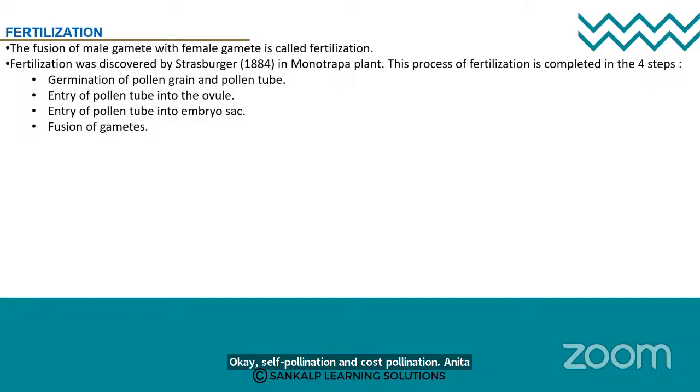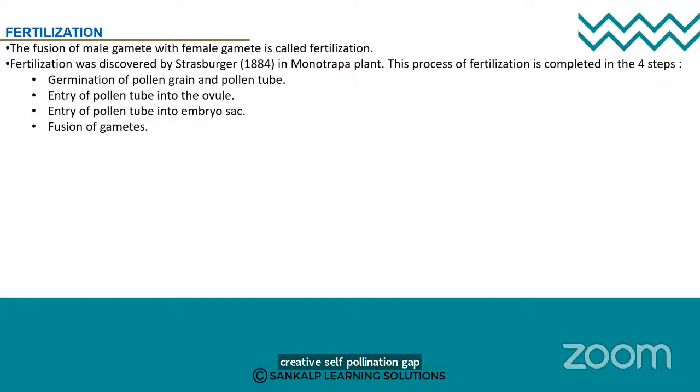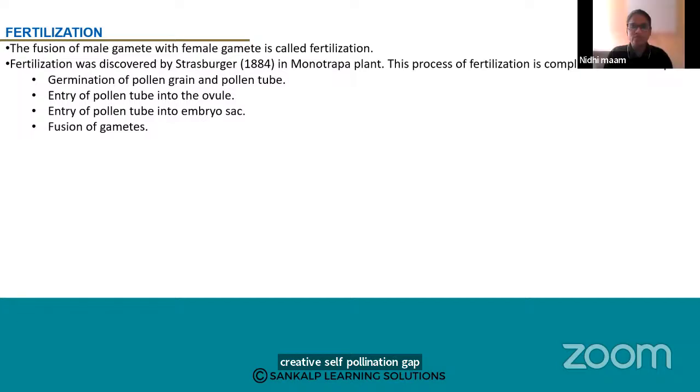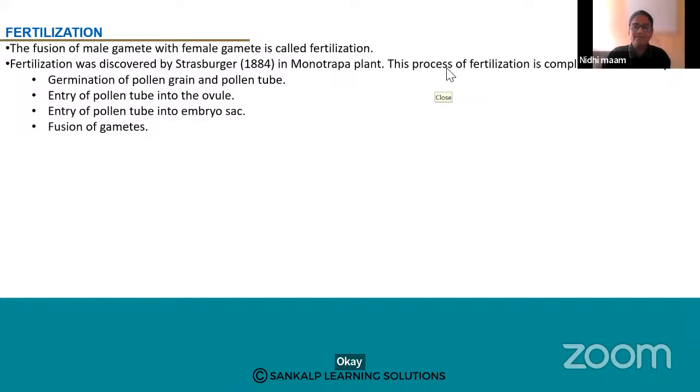Fine. What is the other name for self-pollination? ಏನಂತ ಕರಿತೀವಿ self-pollination ಗೆ? Autogamy. It is called autogamy. Fine. Then what is cross-pollination called as? It is called allogamy. Yamuna Gowda also answered it through the message. ಈ ಕ್ರಾಸ್ ಪಾಲಿನೇಷನ್ ಅಲ್ಲಿ ಮತ್ತೆ ಎರಡು ವಿಧ ಇದೆ.